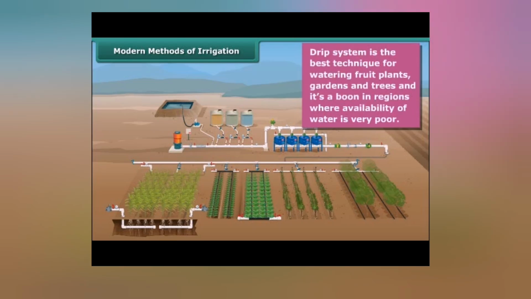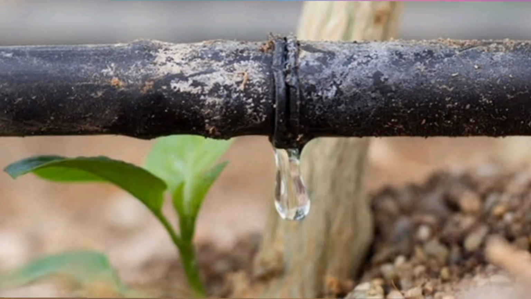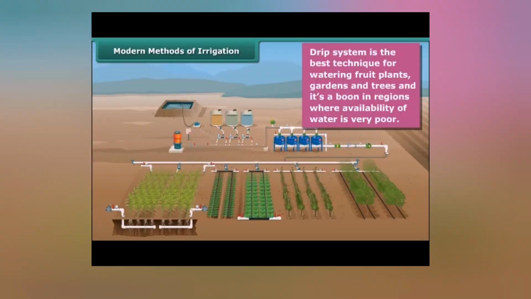Next is the drip system. In this system, the water falls drop by drop just at the position of the root. It is the best technique for watering fruit plants, gardens, and trees. We can see water is not wasted at all, and hence we can say that it is a boon in regions where availability of water is very poor.